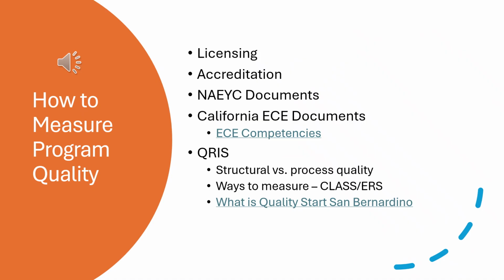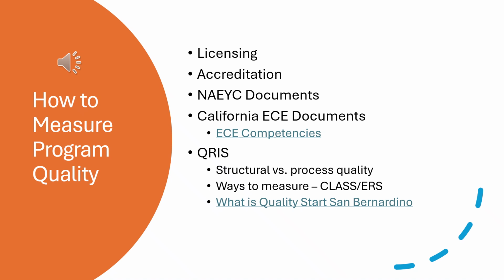So we want to make sure that everybody has a fair shot at having the same outcomes as everybody else. So in the next couple slides, I want to talk about how we can measure quality. First we'll talk about how to measure program quality, and then we'll talk about how to measure outcomes for children. We've already talked about licensing and accreditation.